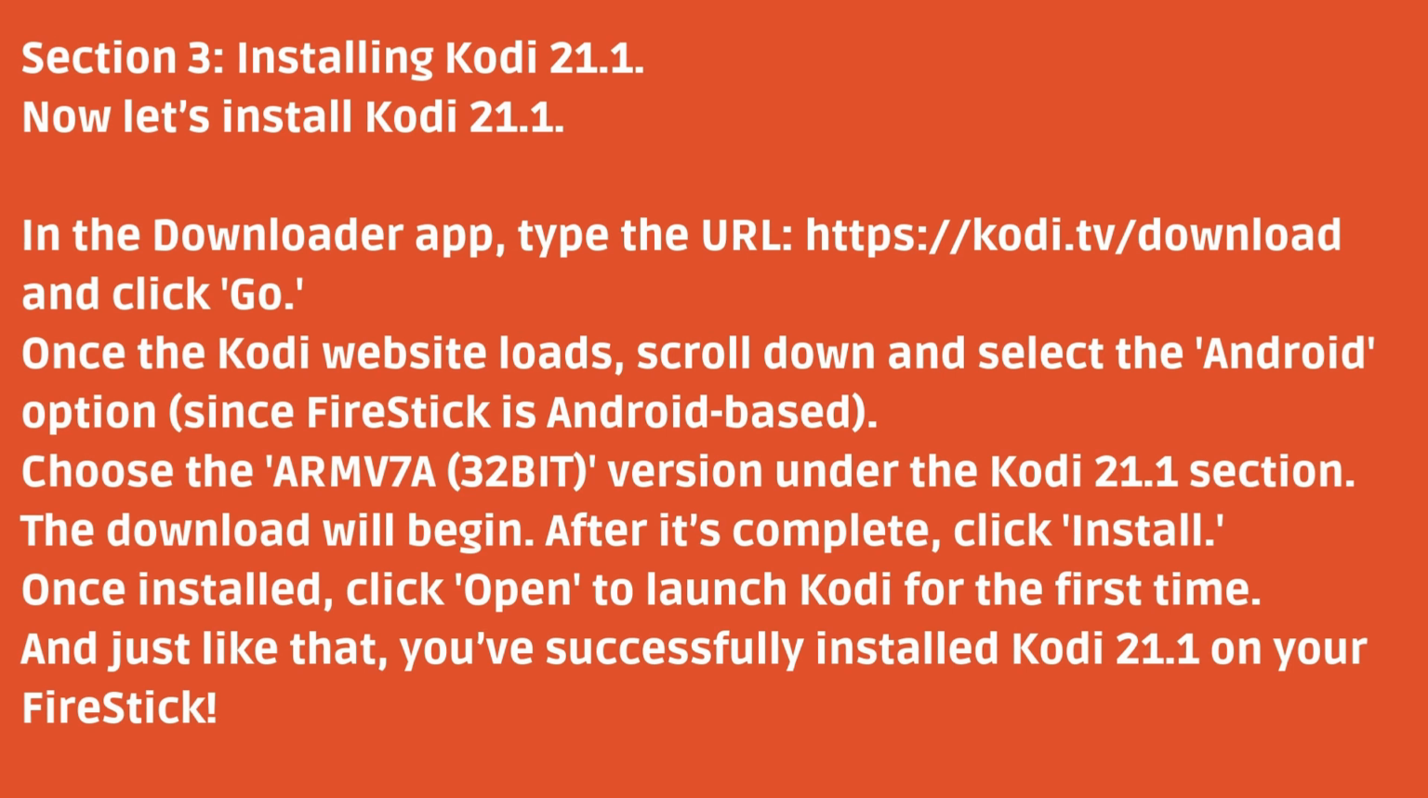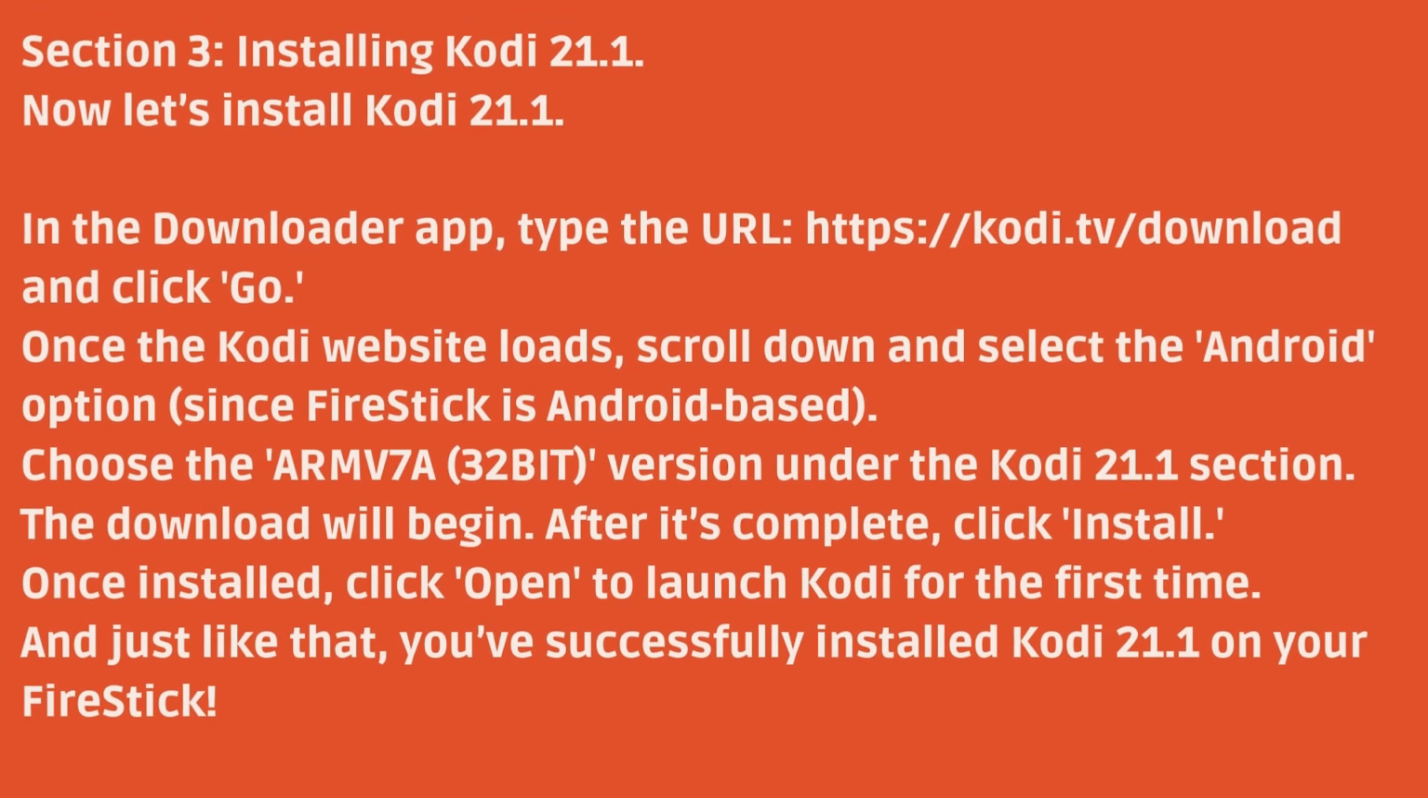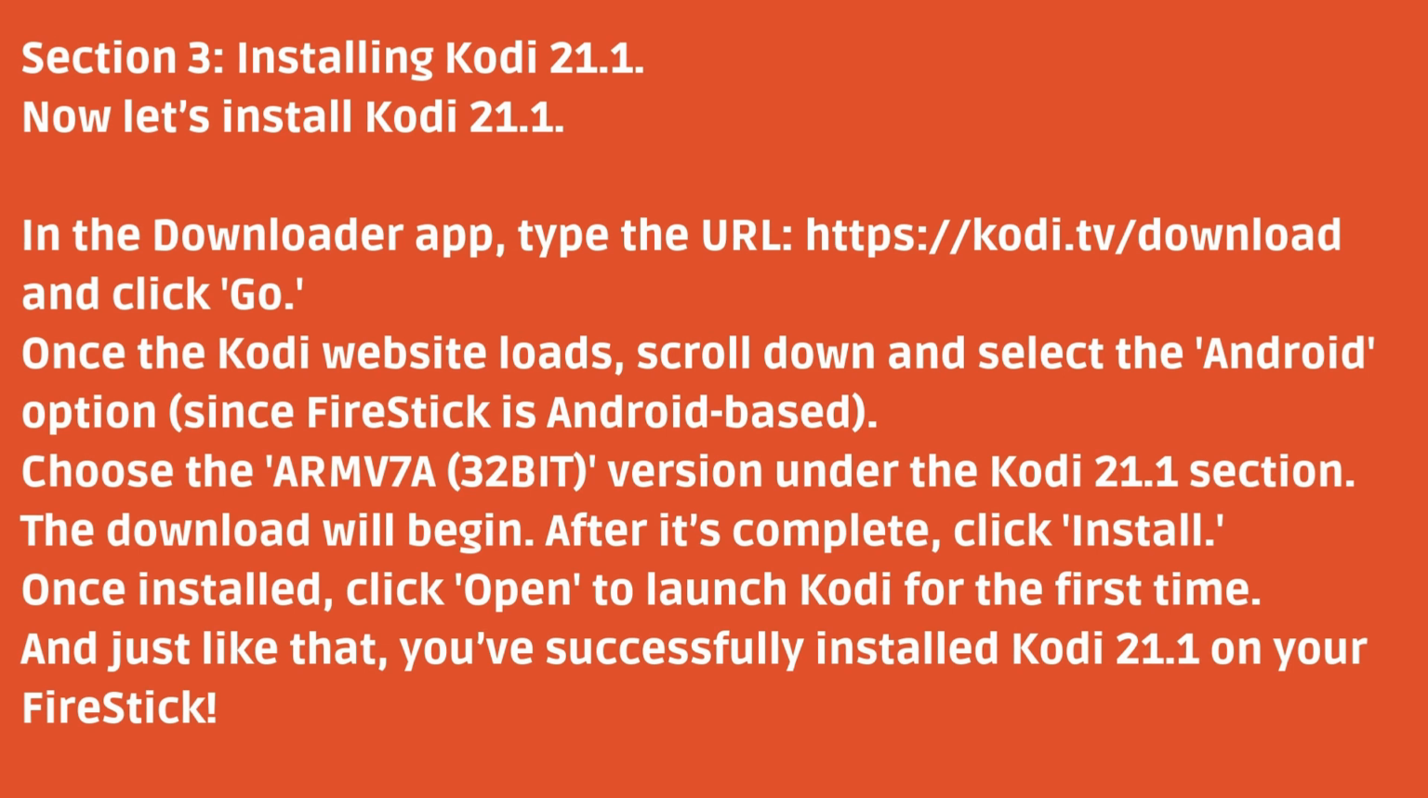In the Downloader app, type the URL https://kodi.tv and click Go. Once the Kodi website loads, scroll down and select the Android option. Since FireStick is Android-based, choose the ARMv7, a 32-bit version under the Kodi 21.1 section.